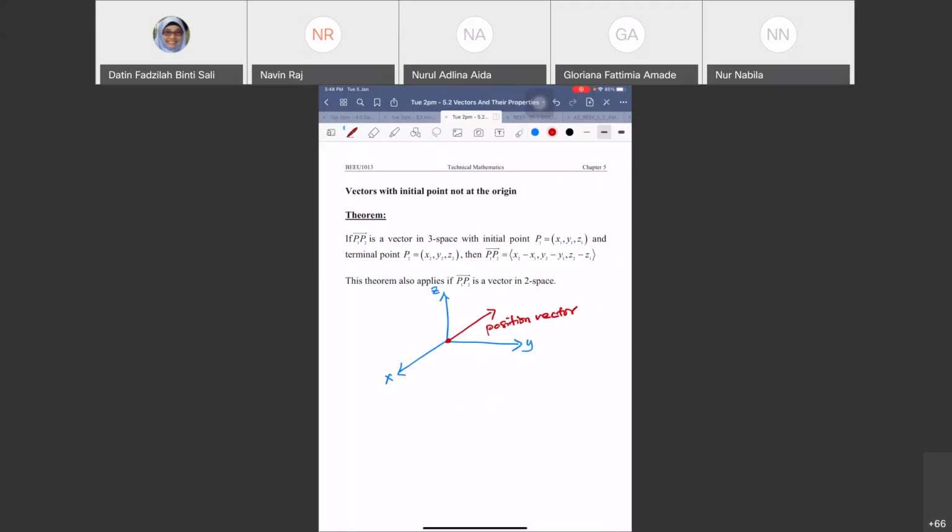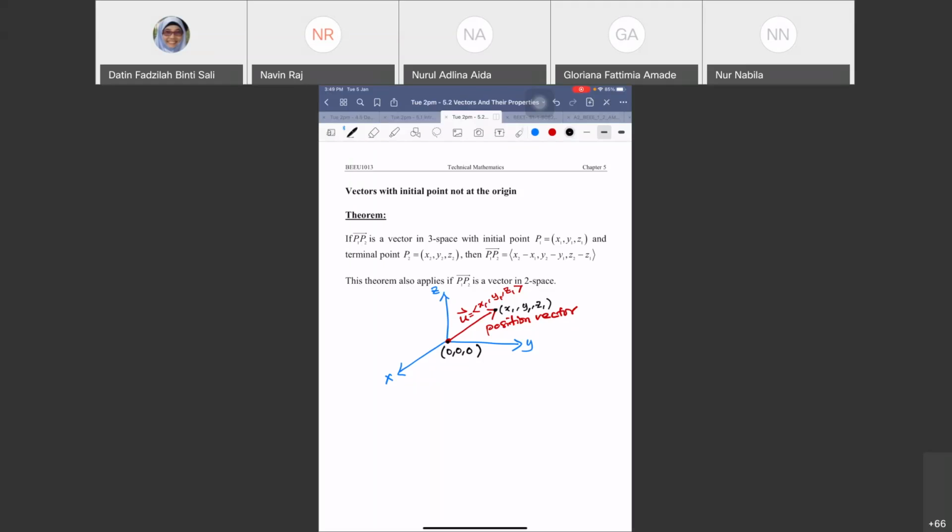Let's say this is our vector U. U has components x1, y1, z1, for example. That means the terminal point is the point x1, y1, z1. And the initial point is of course the origin 0, 0, 0.